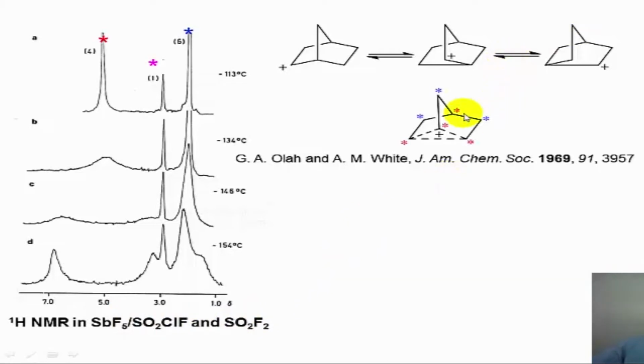So under the conditions of very rapid rearrangement, one should not be able to distinguish between these carbons where the positive charge is residing, for example. In other words, these 3 carbons should be indistinguishable, and hence the 3 hydrogens which are attached to this carbon are also indistinguishable.